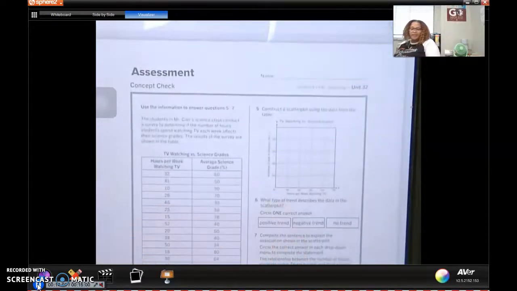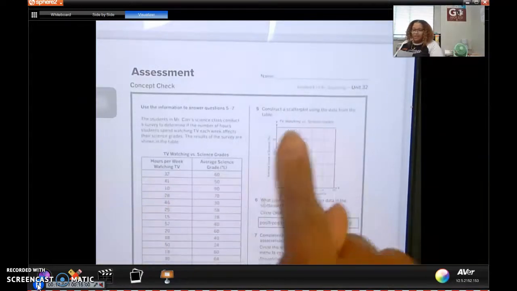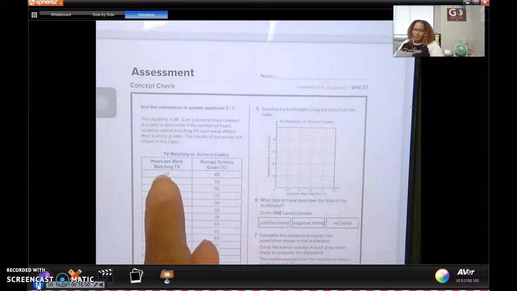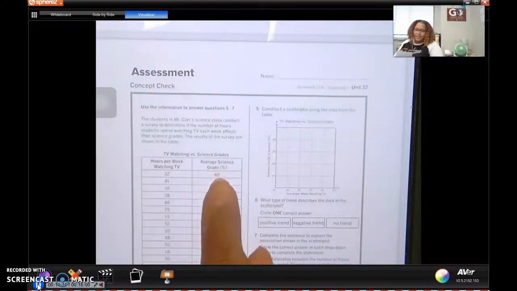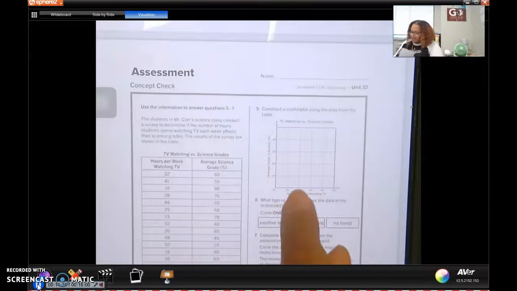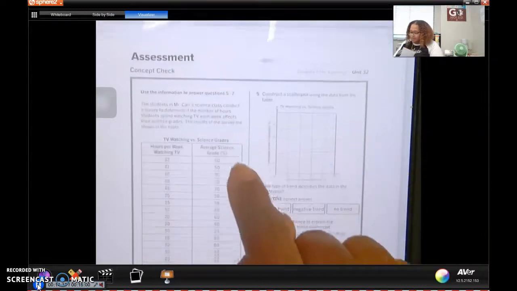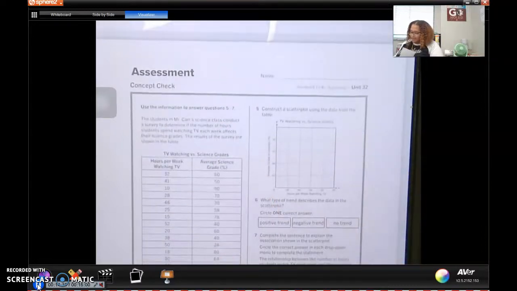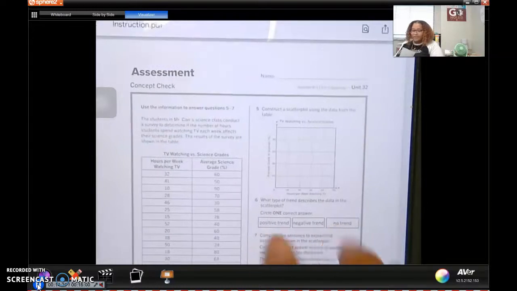And then this was one that we did in class. All of these points need to be plotted here on this graph. That means you need to run 32 and jump 60. Run 41 and jump 50, run 10 and jump 90, and plot those points each time. You should have 28 points, I believe, here. Then you need to look and see if there's a trend.